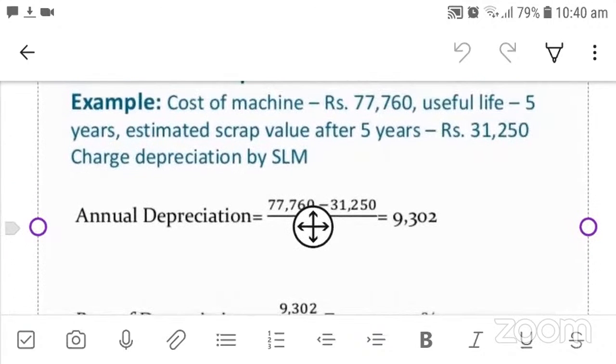Okay, we will conclude today. What we learned today: what is depreciation, causes of depreciation, what are the factors affecting depreciation, methods of providing depreciation.